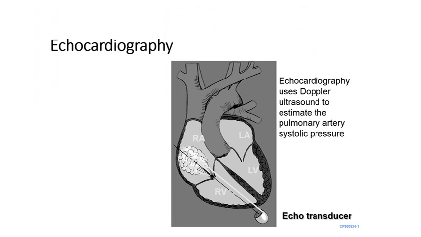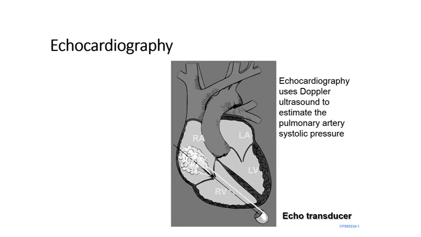What about the echocardiography? Echocardiography is very important, and it is the golden non-invasive diagnostic tool. You can use the Doppler ultrasound in echocardiography to estimate the pulmonary artery systolic pressure and to diagnose pulmonary hypertension. As we said, the diagnostic cutoff point is a mean pulmonary artery pressure of more than 25 millimeter mercury.